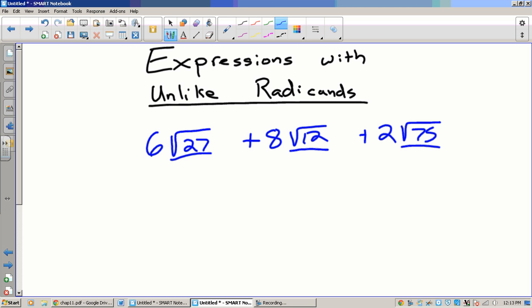So right now I want you to press pause and simplify 6 radical 27, 8 radical 12, and 2 radical 75. Remember that we use prime factorization in order to do this. So go ahead and press pause and simplify those.